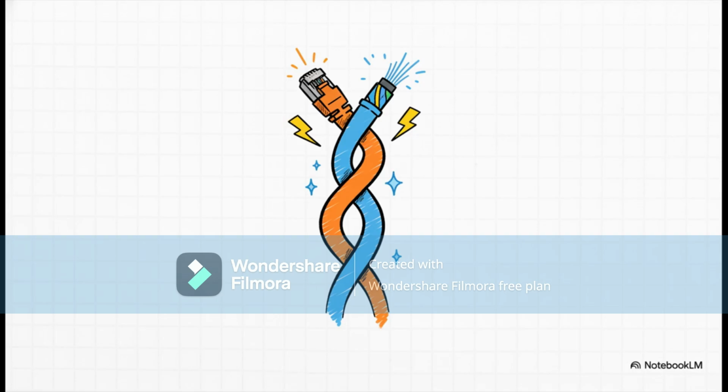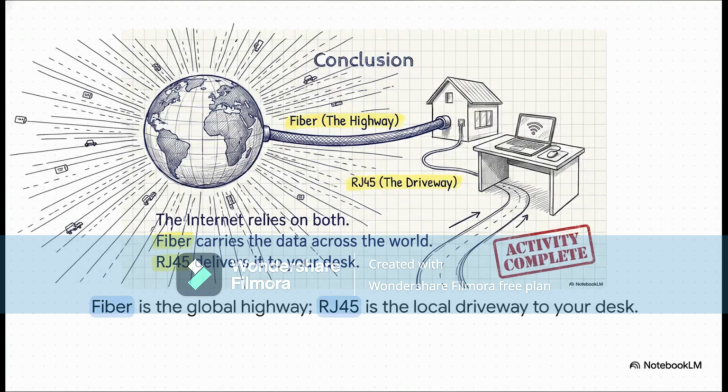So it's not a choice between copper and fiber. The modern internet absolutely depends on both of them, working together in this seamless, really powerful hybrid system. I think the best way to think about it is this. Fiber is the massive, multi-lane international highway that carries data at unbelievable speeds all across the globe.